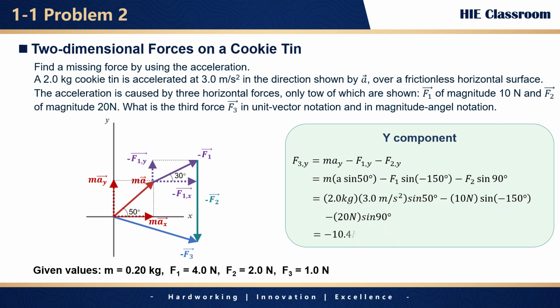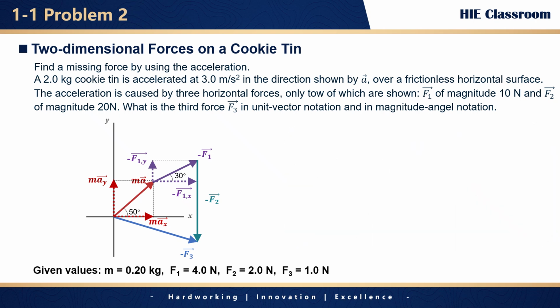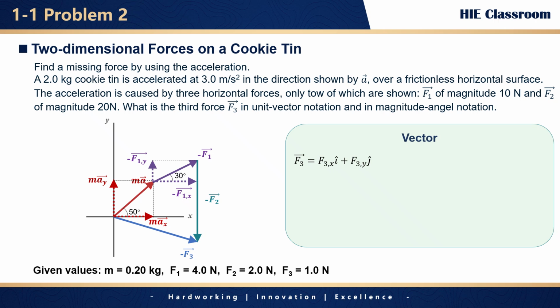And then we will have a value of negative 10.4 N for F3y. Now we can write the results in vector form. Using the components, we find F3 equal to F3x i plus F3y j, which is equal to 12.5 i minus 10.4 j.